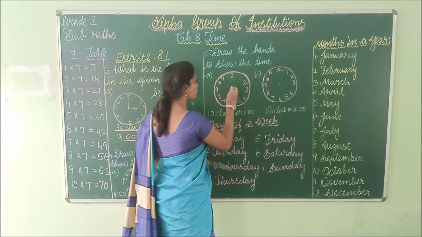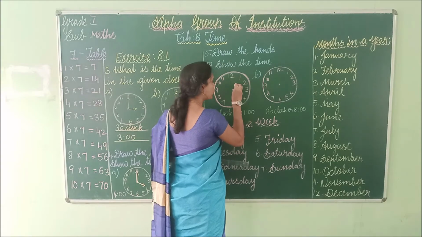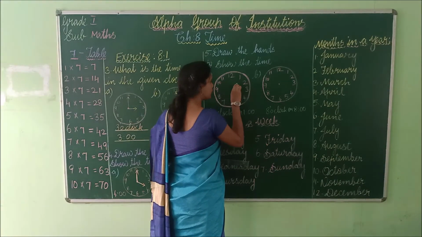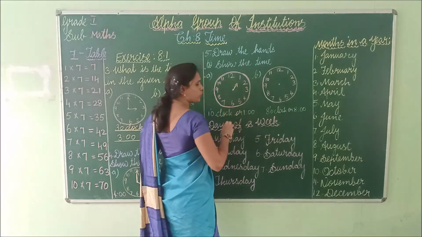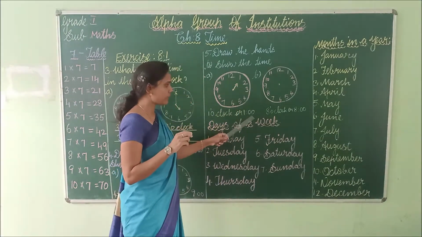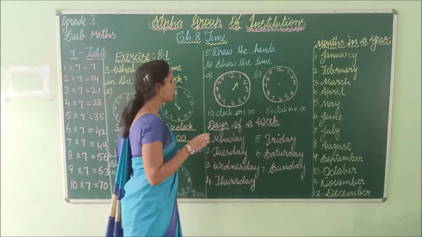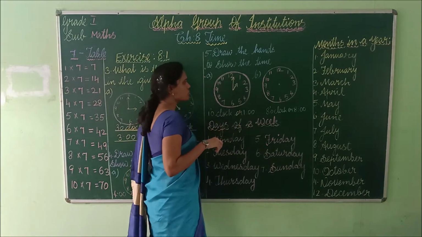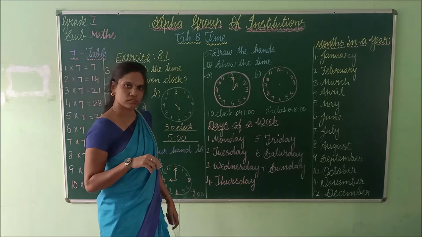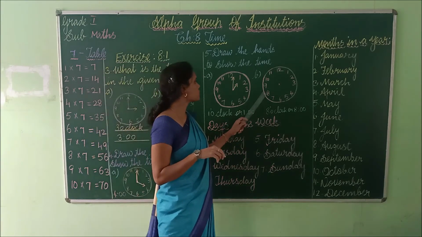The hour hand should point to 1. Here they have asked to draw the hands for 1 o'clock. So the short hand should point to 1 and the minute is 0. 0 means it should point to 12. So this is 1 o'clock. Okay, fine children. See the next one.